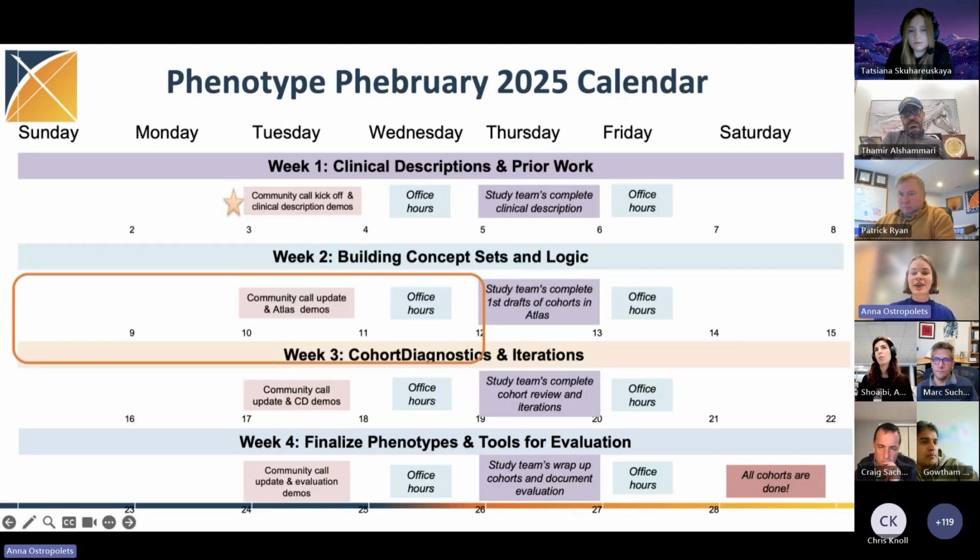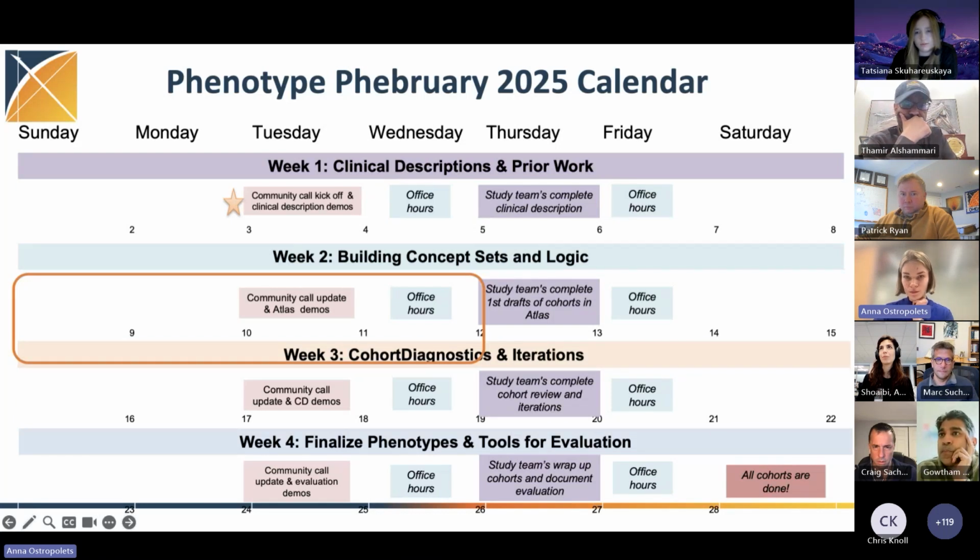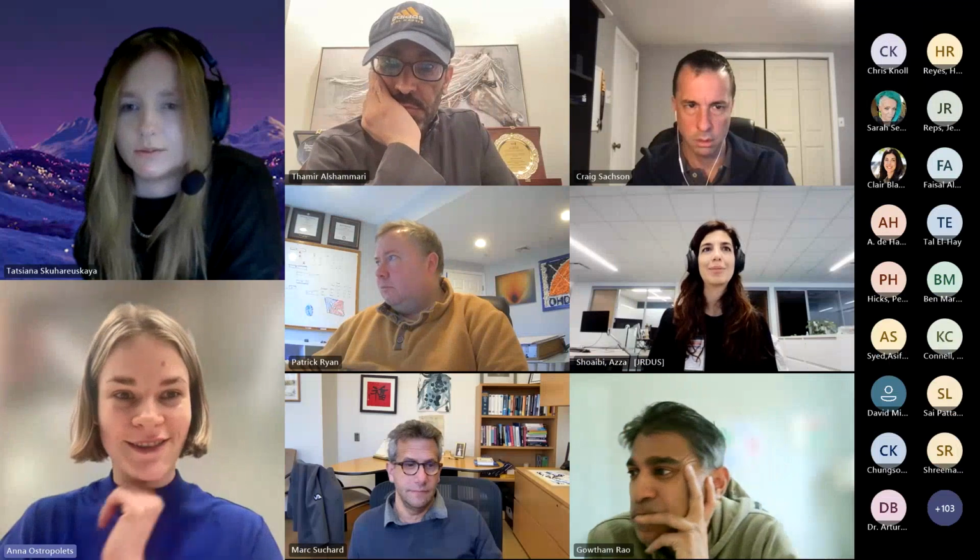But of course, all of us will be working hard on the rest of them during these 3 weeks, which nicely transitions us into week 2 and what we will be doing during this week. During week 2, we will be focusing on building concept sets and logic. Today we will have 2 wonderful demos to give you an idea of how we approach building concept sets and creating logic in Atlas. I will pass the screen to Tanya, who will start with the concept sets, and then we will move on to Kevin, who will talk more about the logic creation using existing tools. And Tanya, the floor is yours.